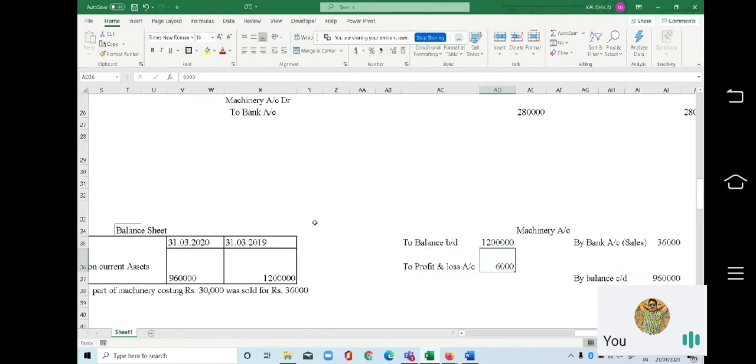Now opening, closing, sale amount, everything we have recorded. Apart from this, there is nothing. So coming over to this side, what is the overall balance? Total we will get 12 lakh and 6,000. Am I right? 12 lakh 6,000. Now here, how much will you get? 9 lakh 60,000 plus 36,000. If you add these two, how much will you get? 9,96,000. Hello? When you add these values, how much will you get?